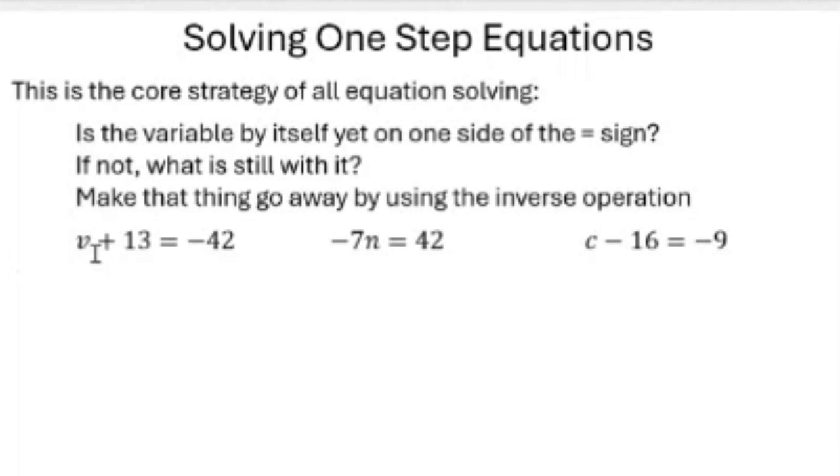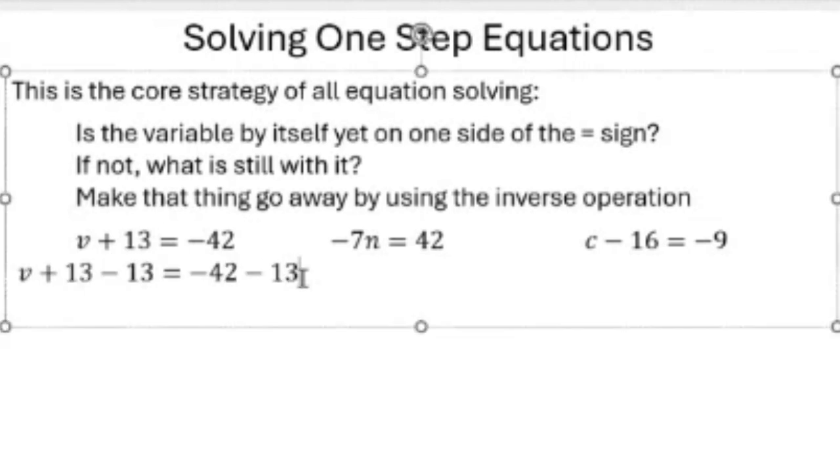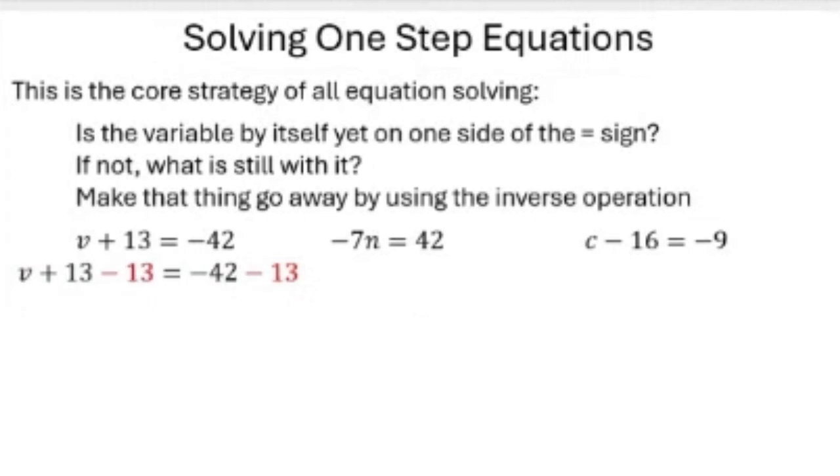So, is the v by itself on its side of the equal sign? No, it's not. What is with it? A plus 13, adding 13. What is the opposite of adding 13? Subtracting 13. Like so. So I subtract 13 from both sides. Why? Because it makes on the left plus 13 minus 13 just disappears, and all that remains on the left is a v. Over on the right, negative 42 minus 13.